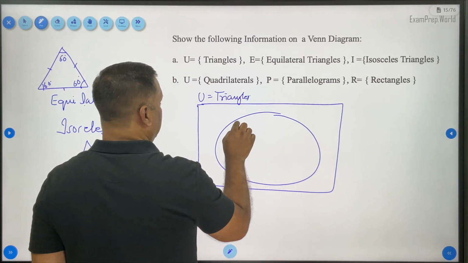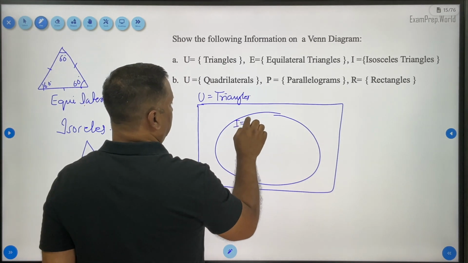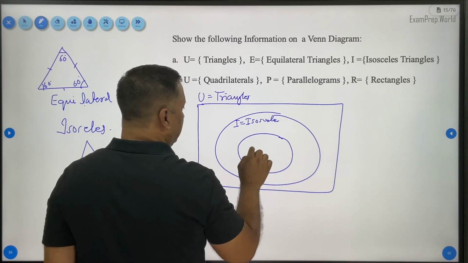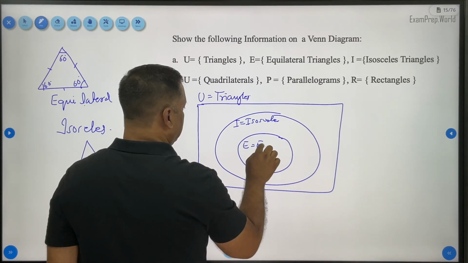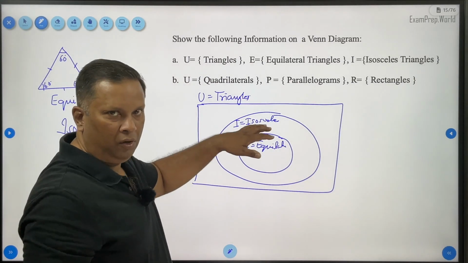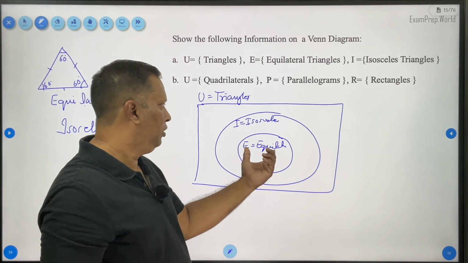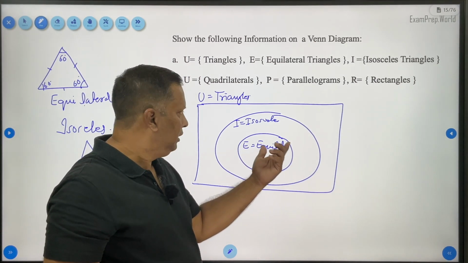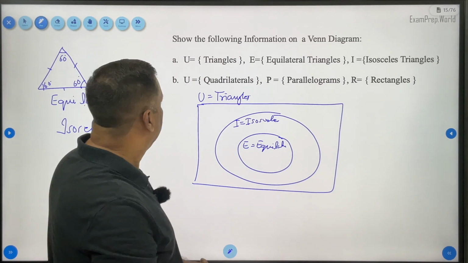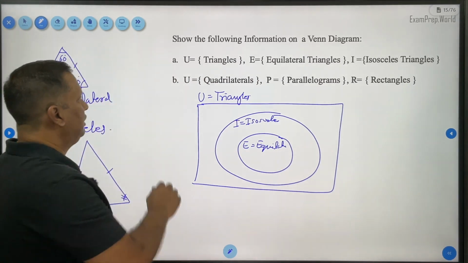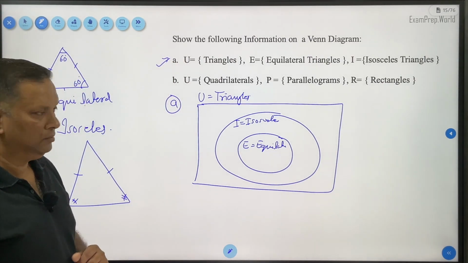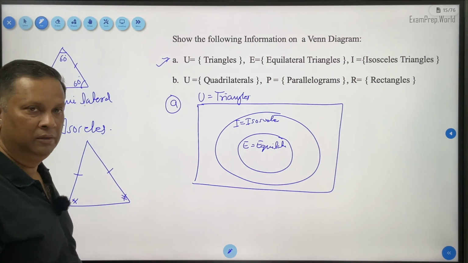So this should be I, which is isosceles, and inside this, equilateral. Triangles, all isosceles triangles and all equilateral triangles, right? Because all equilateral triangles are isosceles triangles as well as triangles. You understood the concept, okay? So this is how we can represent our Venn diagram for part A. Now, let us do part B.